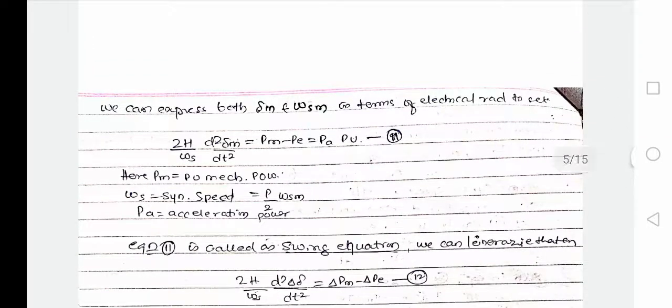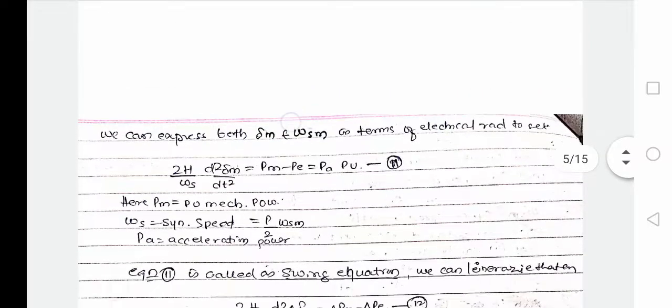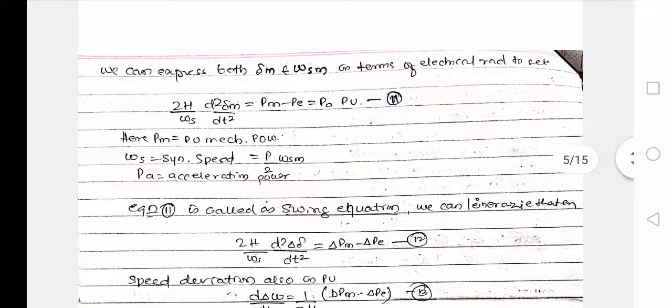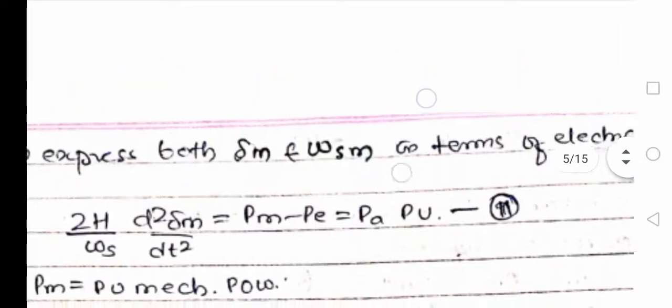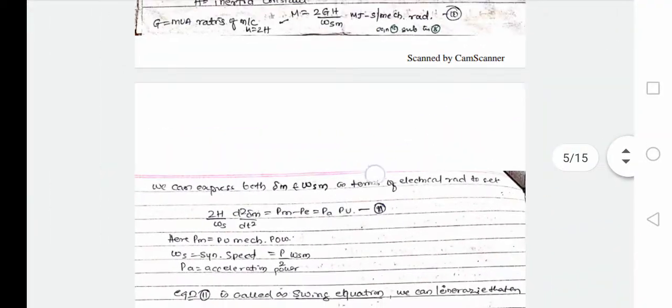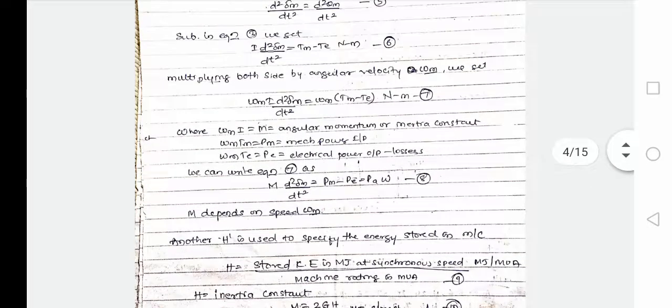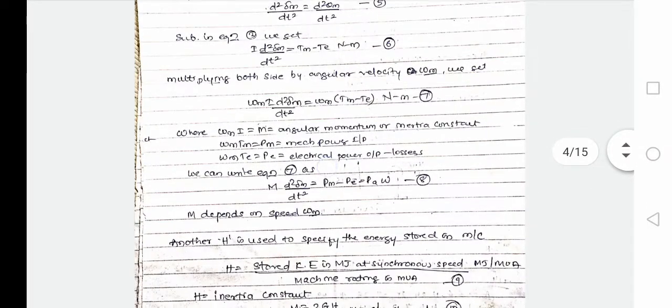Here we can express both delta m and omega sm in terms of electrical radians per second. So that can be written as 2H divided by omega s into d square delta m divided by dt square is equal to Pm minus Pe, and that will be equal to Pa in terms of per unit. How are we getting this equation? Only what we need to do is substitute the value of M in equation number 8.